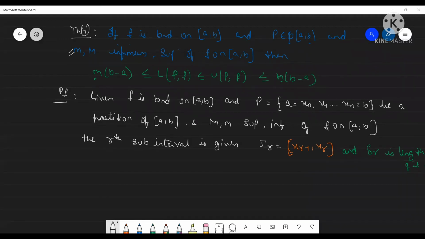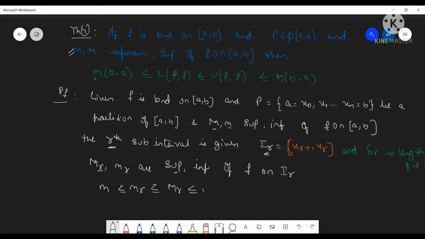Now, as we are talking about the rth interval, we have to define m and M in r's. So capital M_r and small m_r are the supremum and infimum. Capital M_r is the supremum and small m_r is the infimum of f on I_r. So small m is less than or equal to small m_r, less than or equal to capital M_r, which is less than or equal to capital M, for all r equals 1, 2, and so on up to n.